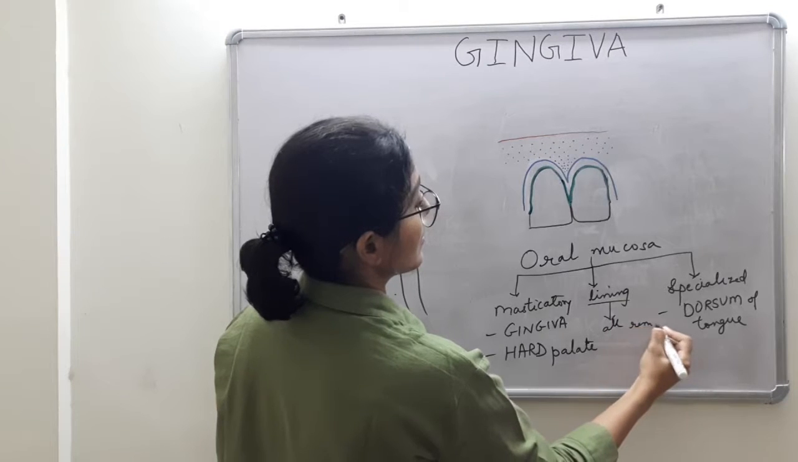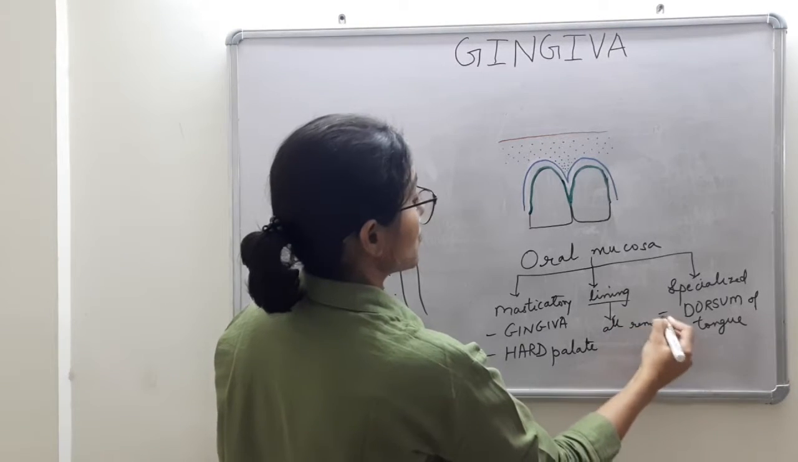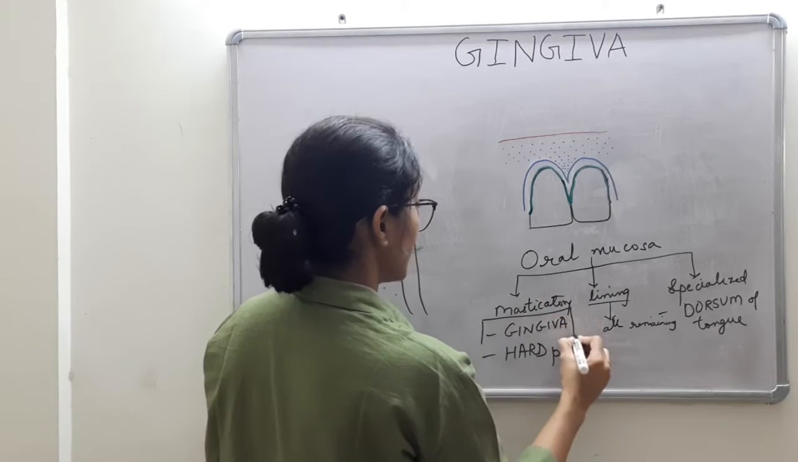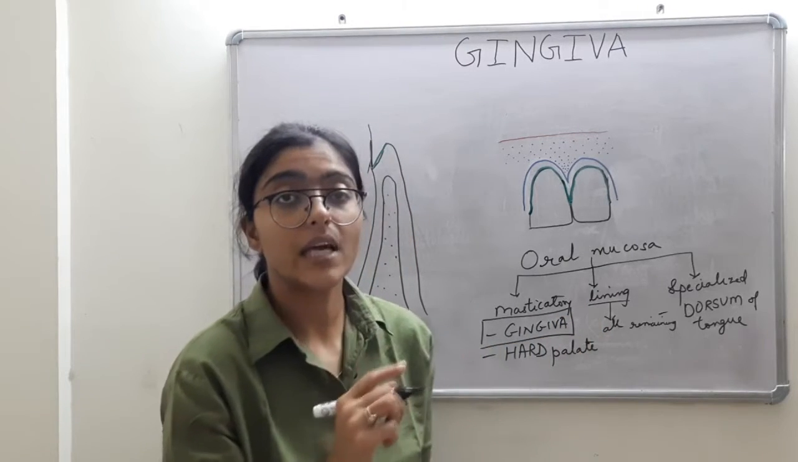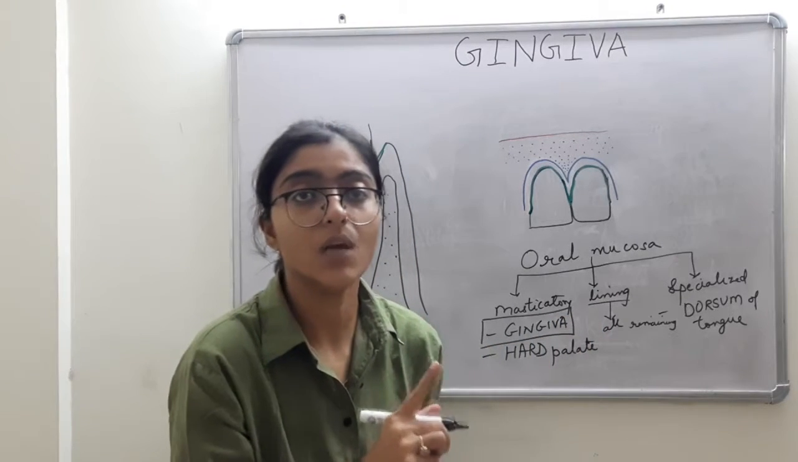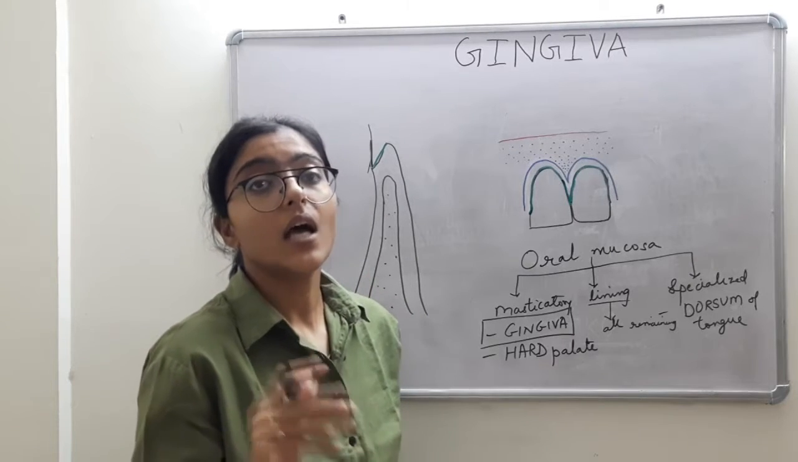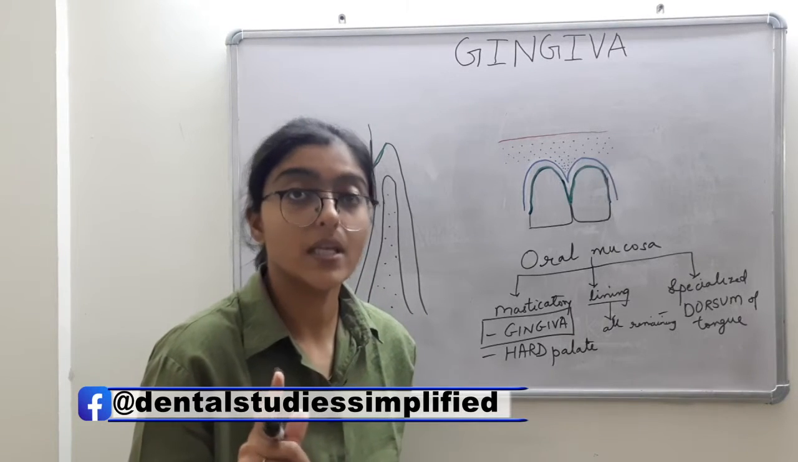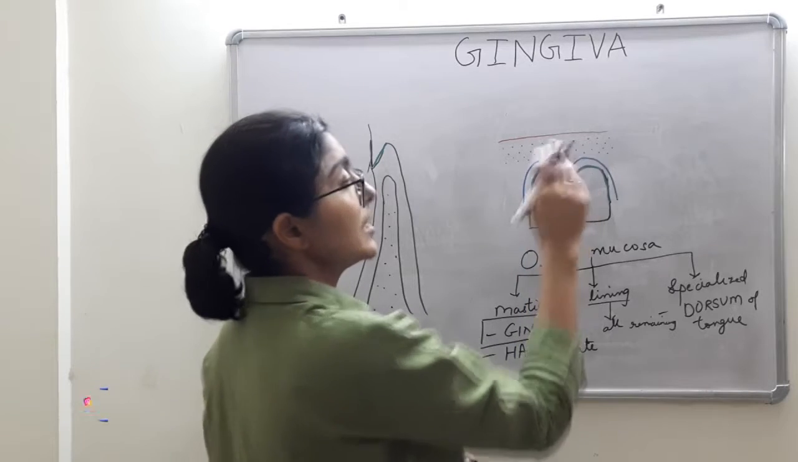Now all the remaining tissues or mucosa fall under lining mucosa. So our topic here, gingiva, is a masticatory mucosa which covers the alveolar processes of the jaws and surrounds the neck of the teeth.